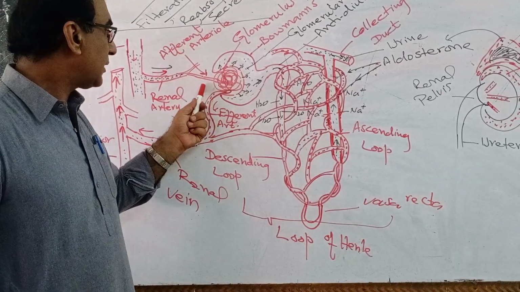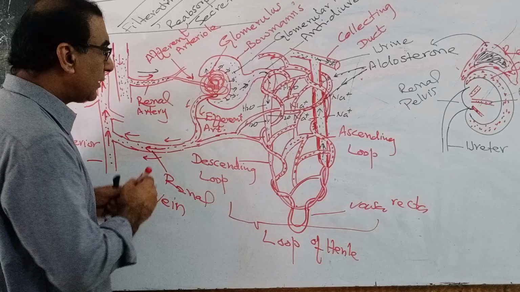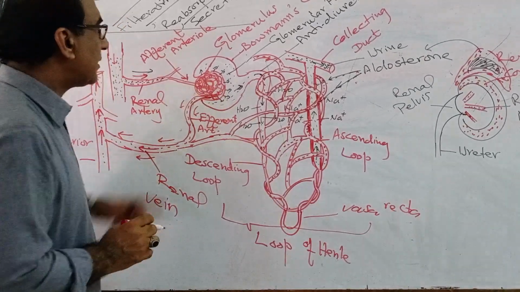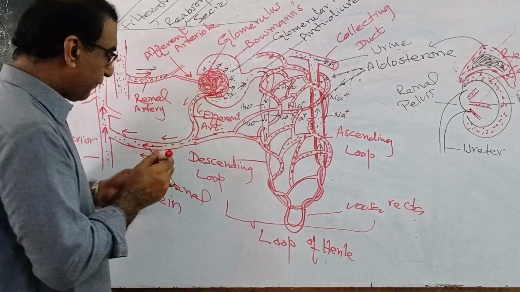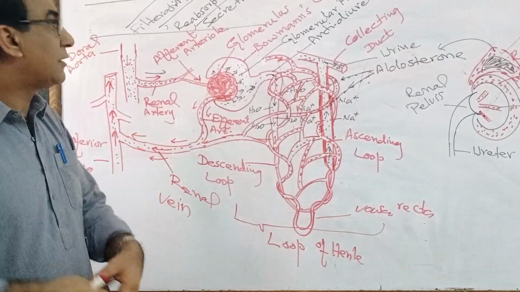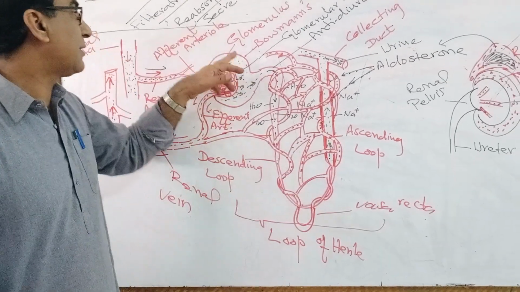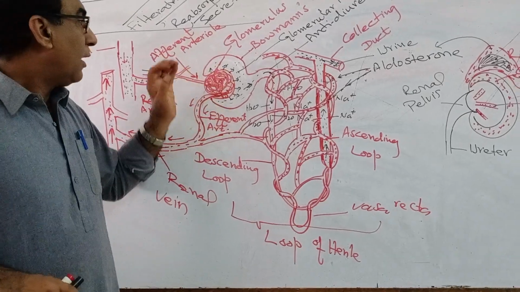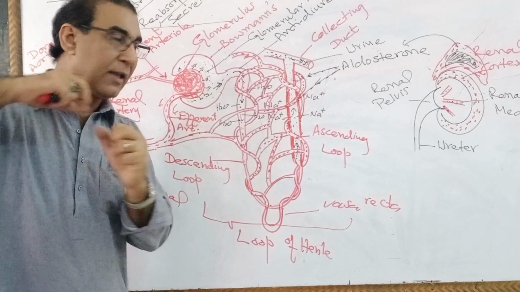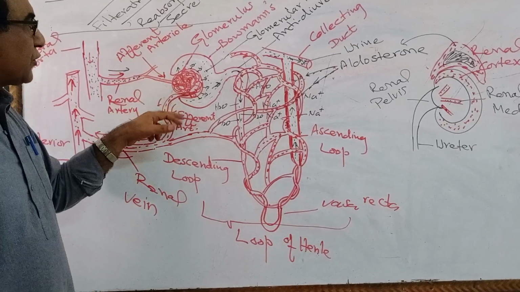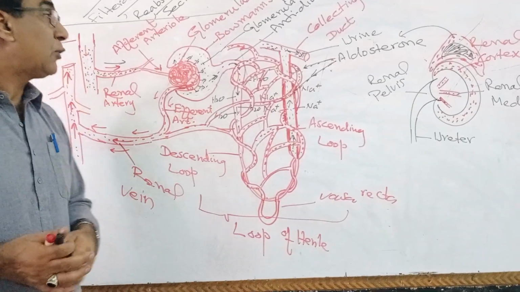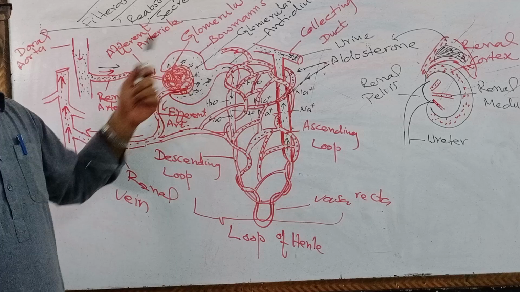These arterioles are divided into many capillaries, and these capillaries form a network. This network, this globule, is the glomerulus. Simply, its name is glomerulus. This glomerulus is covered over by a cup-like structure, and this is the Bowman's capsule. It was given the name after the scientist who discovered it.